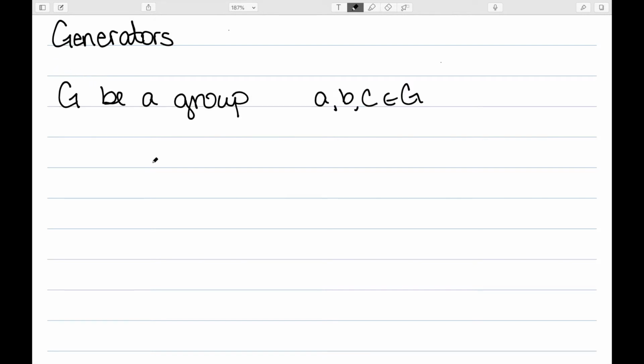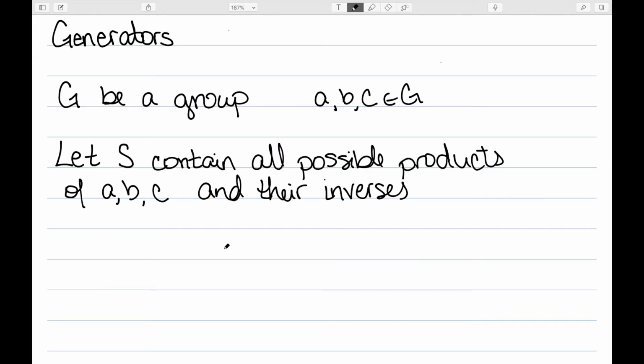In this video, I want to talk about group presentations. And to do that, I need to start with generators. Let's let G be a group and A, B, C be three elements in G. Let's let S contain all the possible products of A, B, C and their inverses.